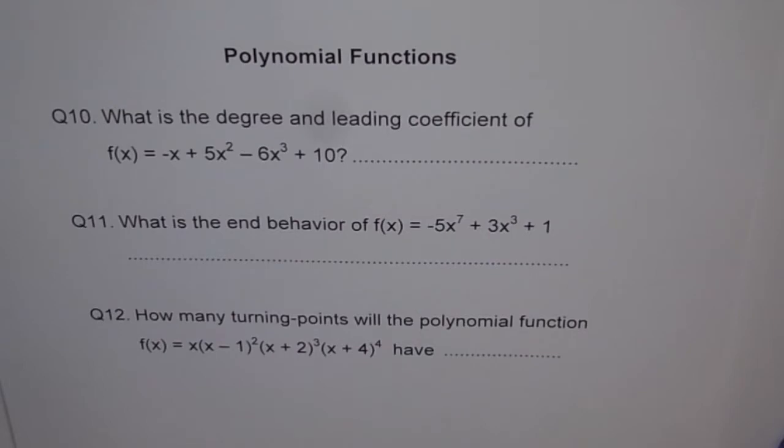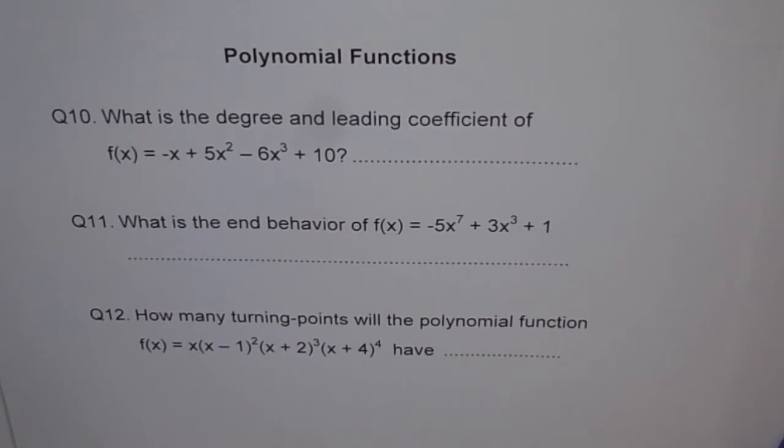Question number 10. What is the degree and leading coefficient of f of x equals to minus x plus 5x squared minus 6x cubed plus 10? Now for each question, once you see the question, you should stop the video. Think about the answer and then move on, and I'll give you the solutions which you can check later. Okay. Now here is the solution for this question number 10.